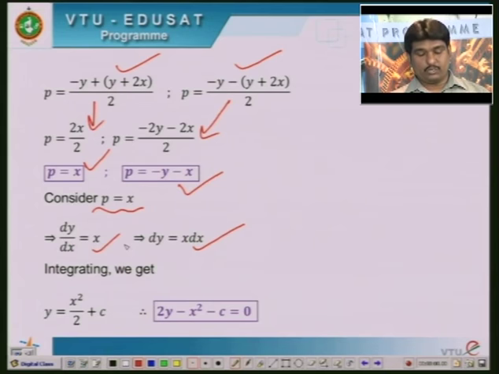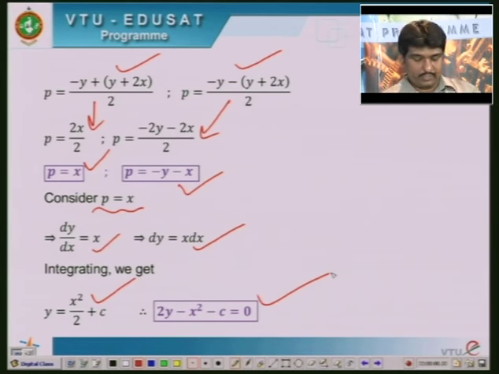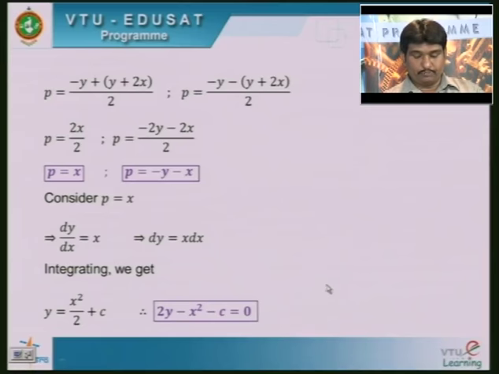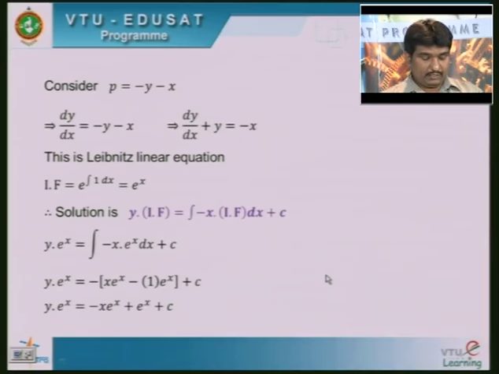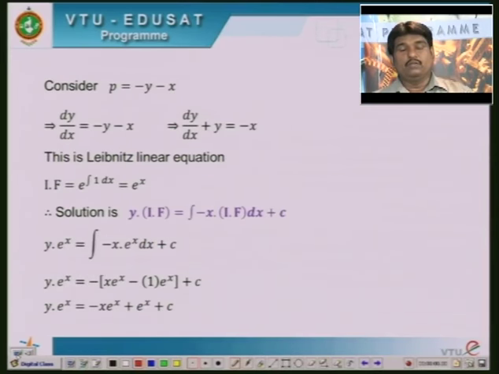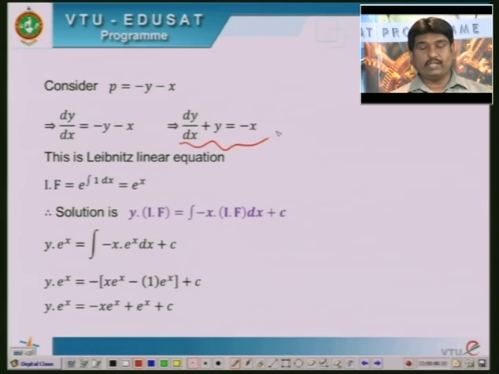Integration of dy by dx equal to x is y equals x square by 2 plus c. You simplify this to get the solution in this form, 2y minus x square minus c equals 0. Now, consider the second factor, which is p equals minus y minus x. P is dy by dx, so minus y minus x. This implies dy by dx plus y equals minus x. This is a Leibniz linear equation.